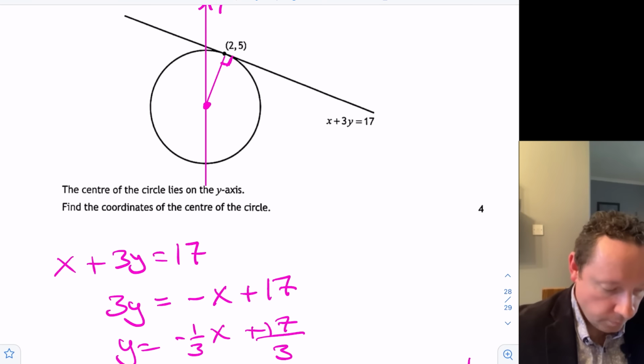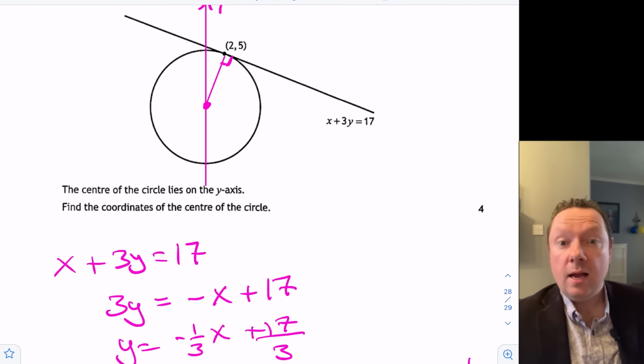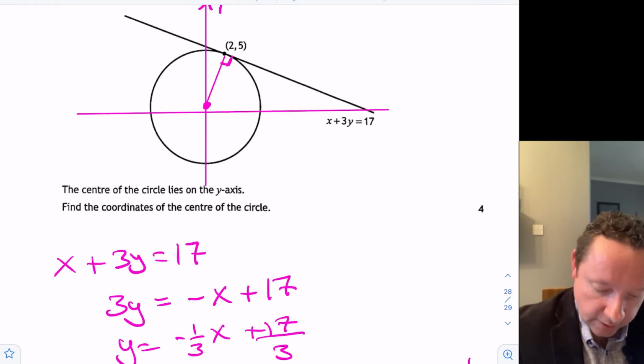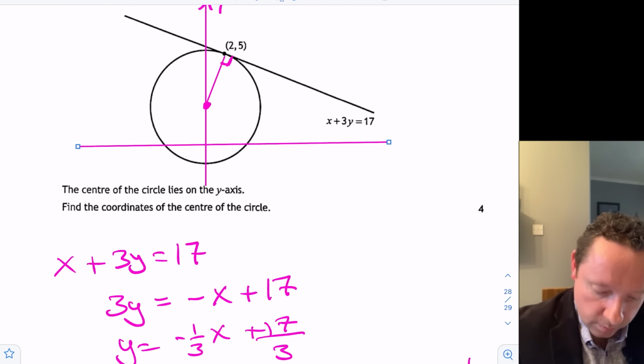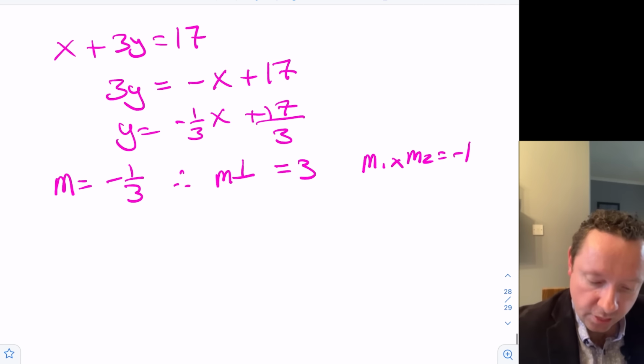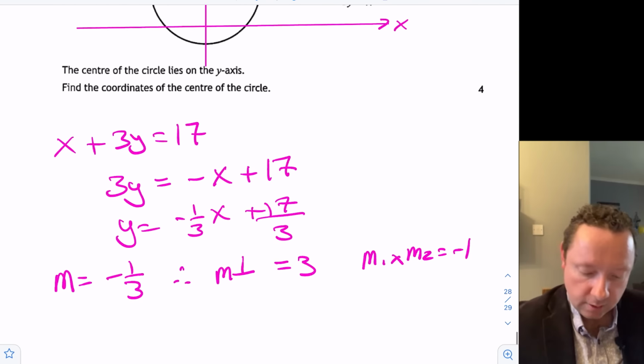We also know that the centre of the circle lies on the y-axis. So if it lies on the y-axis, it goes along 0. We don't know where the x-axis is, so I'm not going to put it there. The centre goes along 0 and up some number, call it c. But we know our gradient is 3, and we've got 2 points, so we can use the gradient formula and work out our c. So let's just do that.